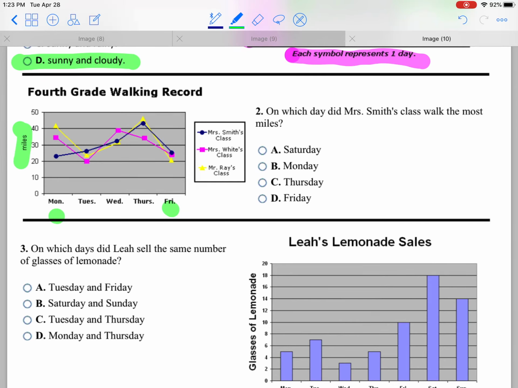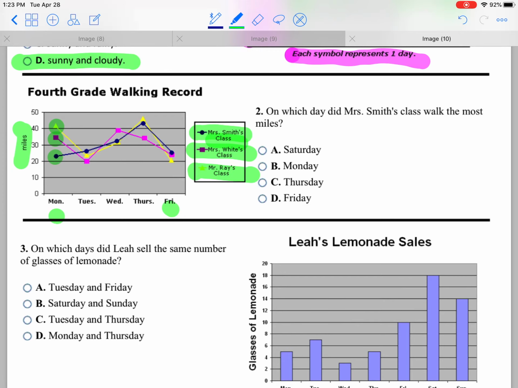The blue line that has a circle dot is Miss Smith's class. I'm looking at the key over here. And the pink is Miss White's class, and the yellow triangle is going to be Mr. Ray's class. And so you can see if you look on Monday, Miss Smith's class had a little over 20 miles walked. Miss White's class had right in the middle there, it looks like about 35 miles walked. And Mr. Ray's class had just a little over 40 miles walked.